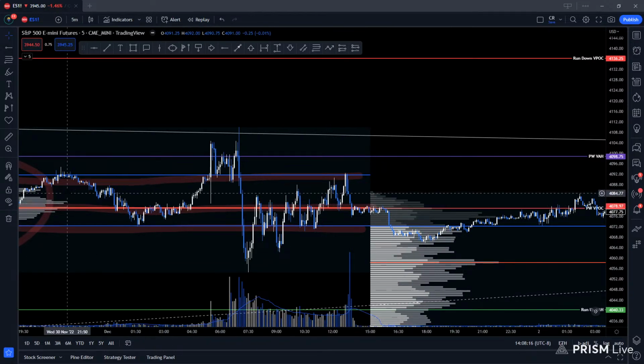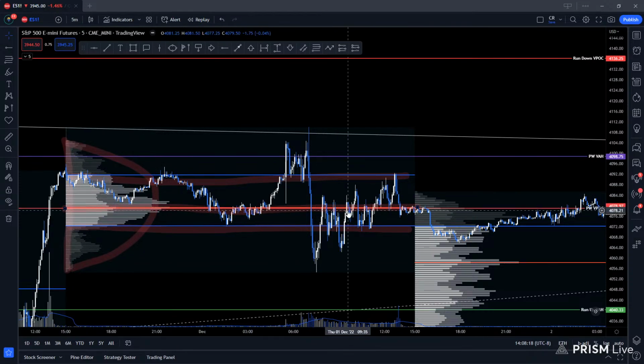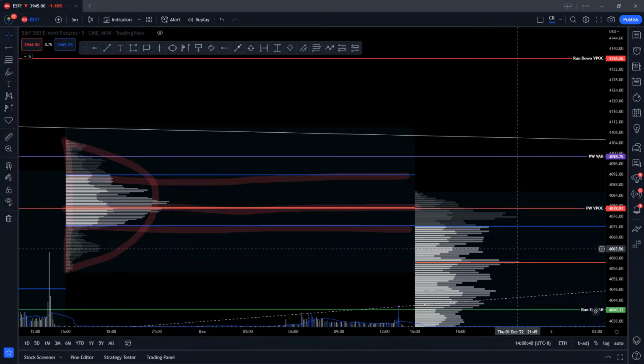Again, with D shapes, there's two ways you can trade. You can either go long as you're coming above the POC and you exit here, or short below the POC and exit here, or you can try to go long at the developing value area low and go short at the developing value area high. Let me turn the candles back off.